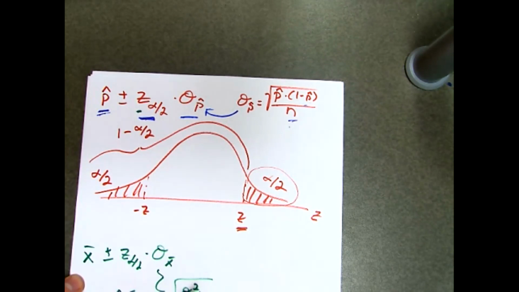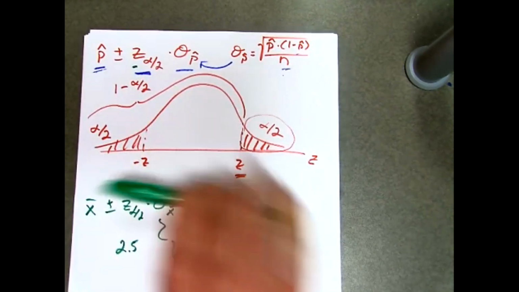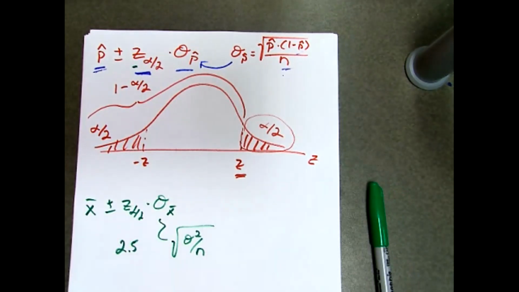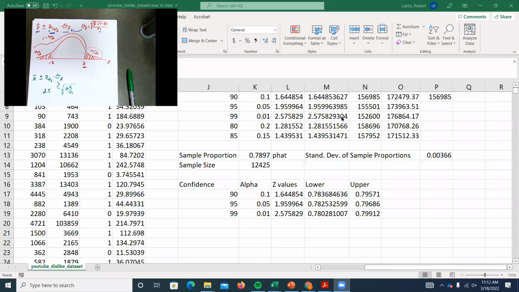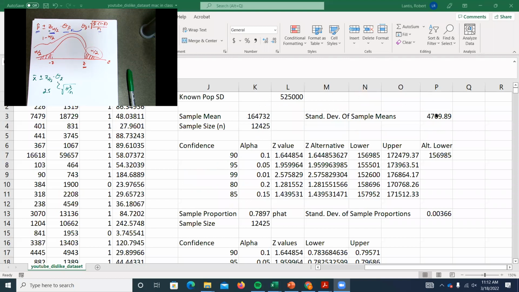Because going 2.5 standard deviations away is going to be a different amount if the standard deviation is 10 or it's 1,000, right? So if I look at the standard deviation of my sample mean here, it's like 4,700. So if I go approximately 2.5 standard deviations away, the width of my confidence interval here is like 23,000, 24,000-ish, right? Because 2.5 standard deviations is a pretty big number.